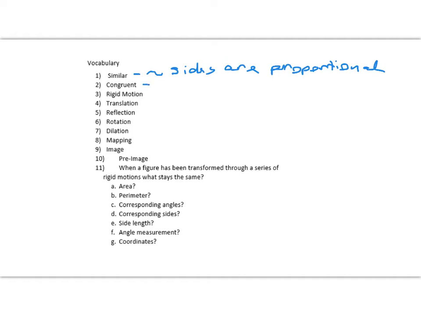Congruent means it's exactly the same. A rigid motion, remember, is our translation, reflection, and rotation only. And a rigid motion preserves angles and side lengths. So, in other words, you have the exact same figure. Everything is exactly the same. It's only been moved.